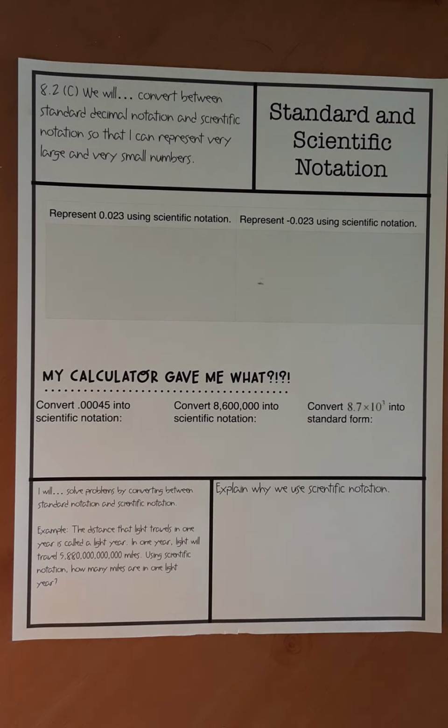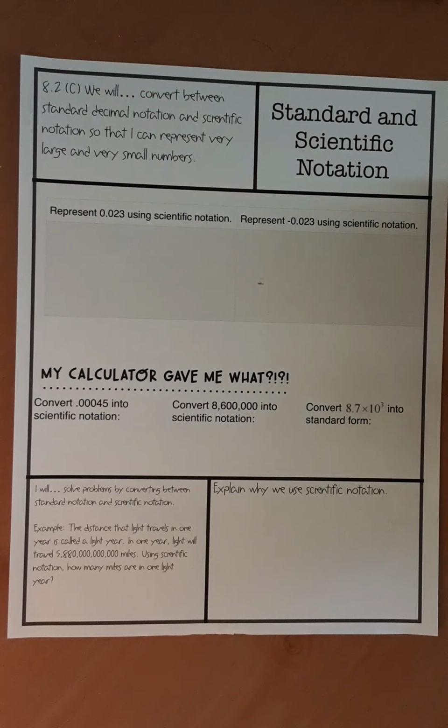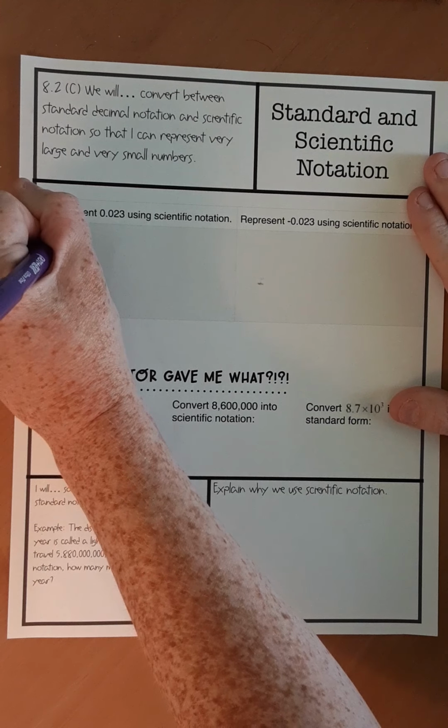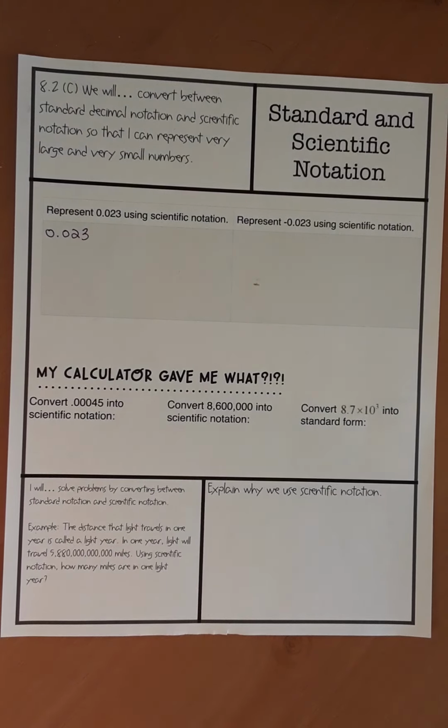I'm going to go ahead and show you how to do this here on this first problem. So we're going to start with the number they've given us. It says represent 0.023 using scientific notation. We're going to start by writing out that number so that we can manipulate the information.